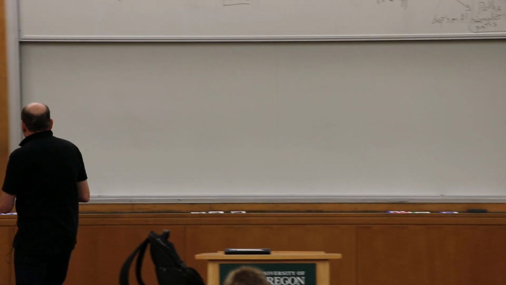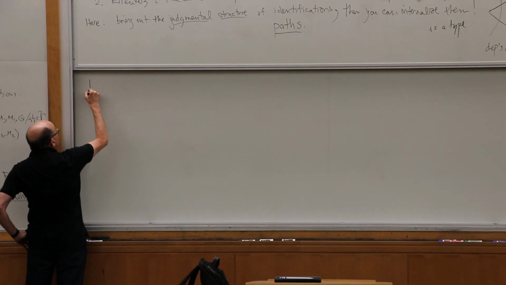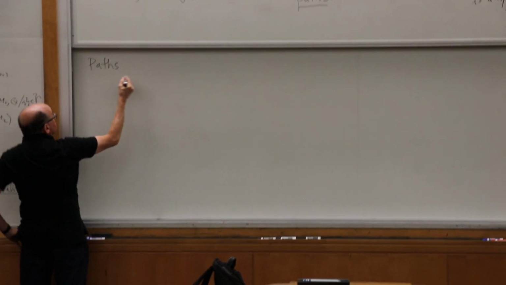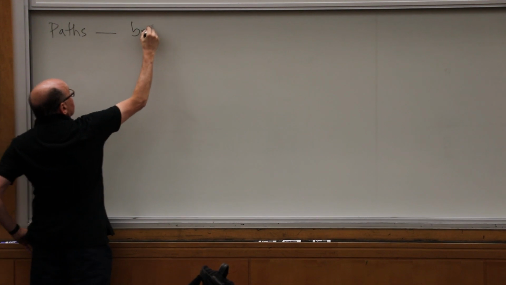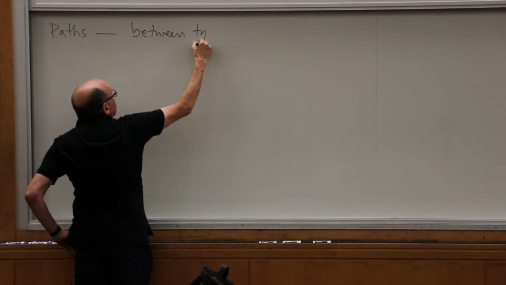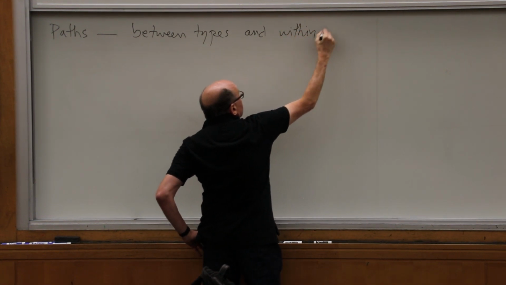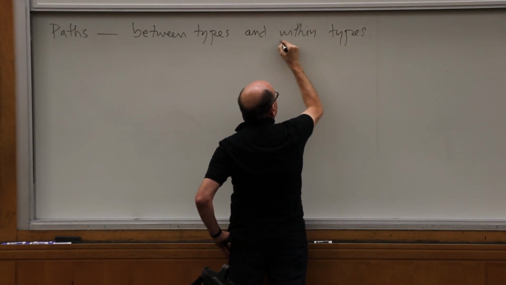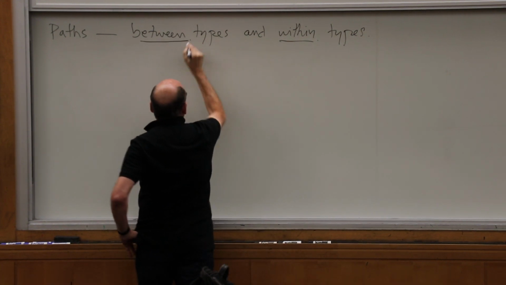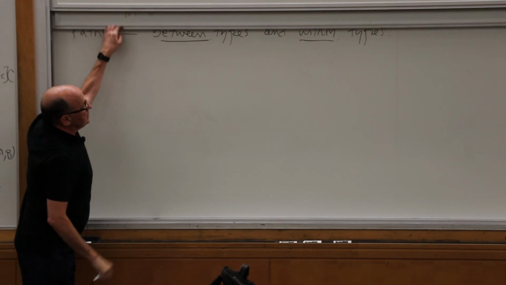And anyway, so we're going to apply the Martin-Löf ninja move. That's my idea, and I've kind of given you the whole story already. So now let's talk a little bit about paths. There are going to be two kinds of paths, which are between types and within types. So between and within.